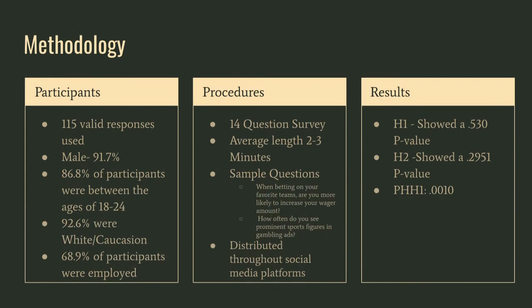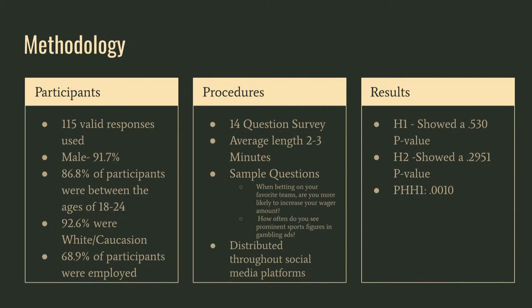Now going on to the methodology, and first getting into a little about what responses we kept and deleted, because of the 122 responses we did have, we only kept 115. And that was due to responses in surveys that weren't completely filled out or were missing information and weren't deemed credible. And with that, how we distributed the survey was through group chats, Discord chats, as well as social media posts. As well as then moving on to the procedures, it was 14 questions, which only took 2 to 3 minutes in time, roughly.